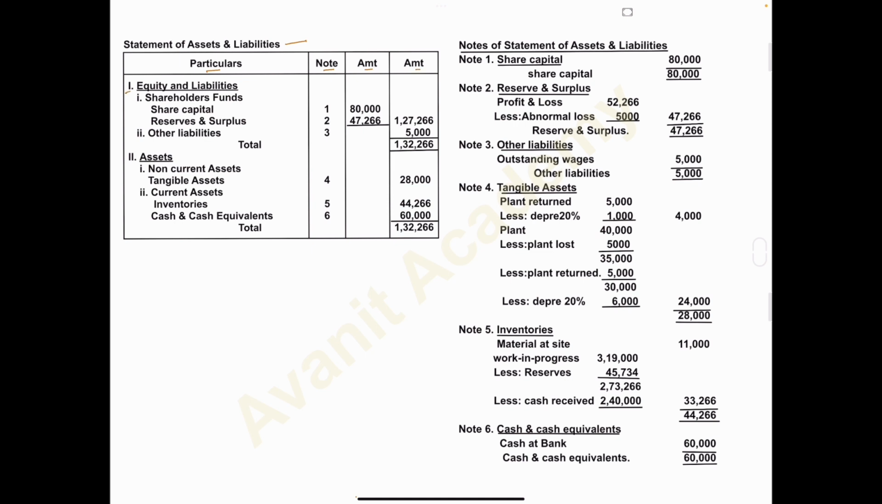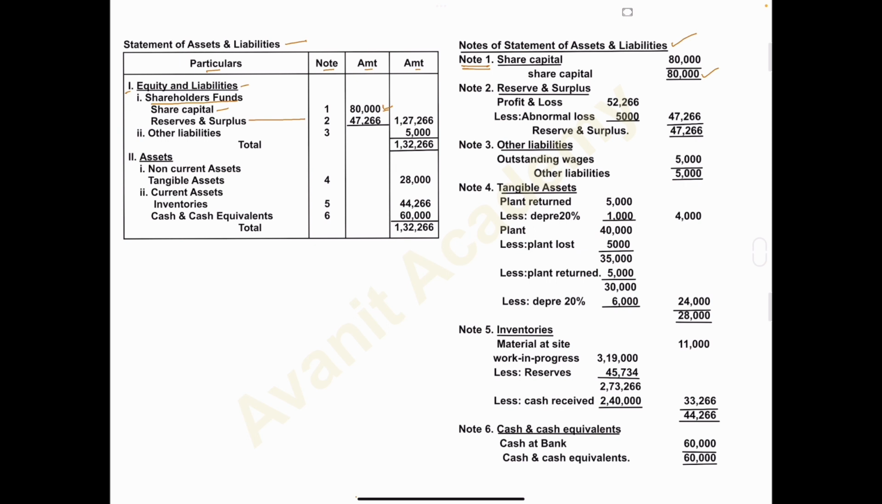So first we have to take equity and liabilities. In that, shareholders' fund, share capital. Share capital in the trial balance is given, that is 80,000. For that you have to prepare a note. Here is the note of the statement of assets and liabilities. In that, the first note is share capital. The share capital amount is 80,000 mentioned in the trial balance. So the same one we will write in the statement of assets and liabilities, 80,000. Next is reserves and surplus.